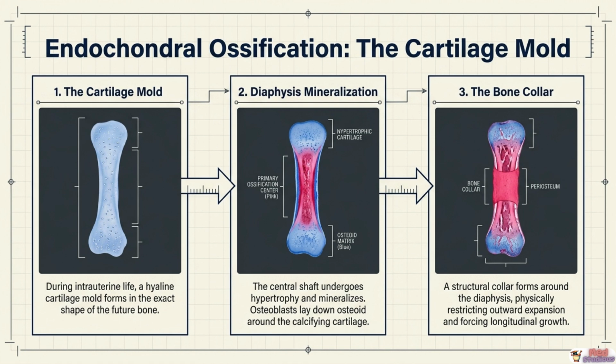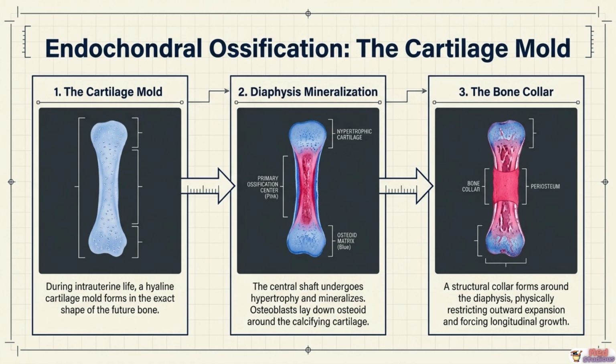Stage 2. Diaphysis mineralization. At the primary ossification center, located in the central shaft, or diaphysis, chondrocytes begin to hypertrophy. They enlarge dramatically, calcify their surrounding matrix, and then die. This calcification is driven by the same alkaline phosphatase mechanism we saw in intramembranous ossification. Simultaneously, blood vessels and osteogenic cells from the surrounding perichondrium invade the calcifying cartilage. Osteoblasts use the calcified cartilage scaffolding as a template, laying down osteoid around it.